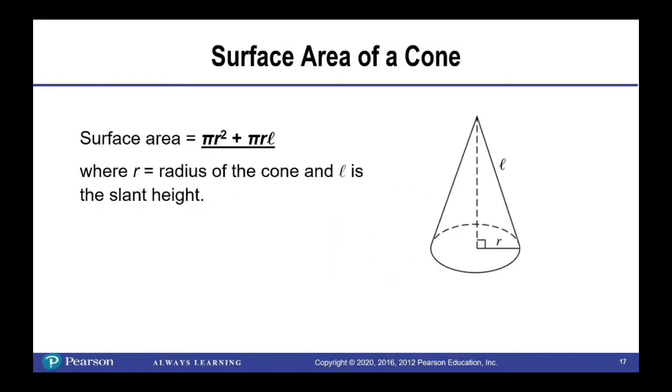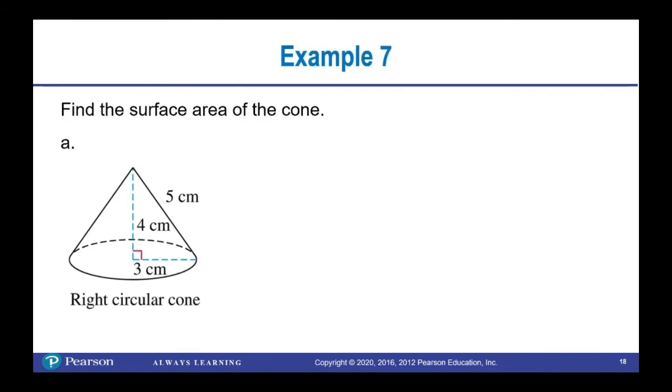Now, let's think about the surface area of a cone. Specifically, we want to talk about a right circular cone. Our formula for our surface area is pi r squared plus pi r L. R is the radius of the circle, that's the base, and L is our slant height again. So here we're asked to find the surface area of our cone. Our formula for our surface area is pi r squared plus pi r L. Fill in for R and for L.